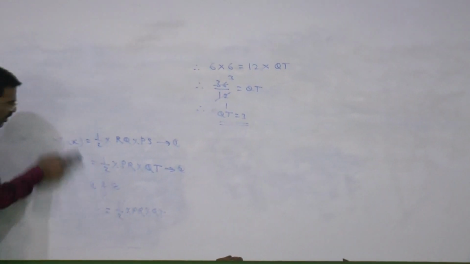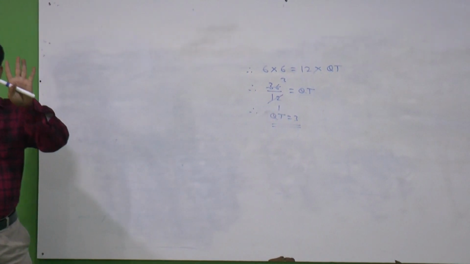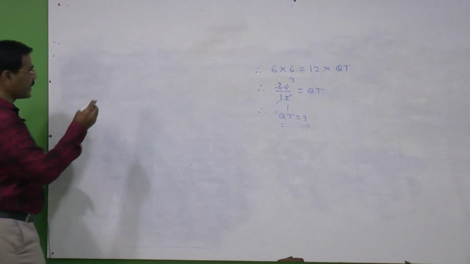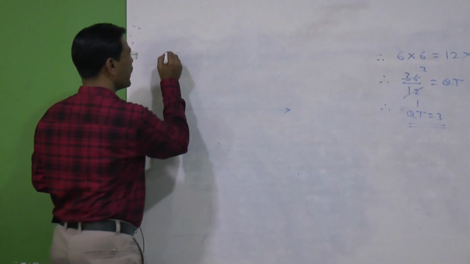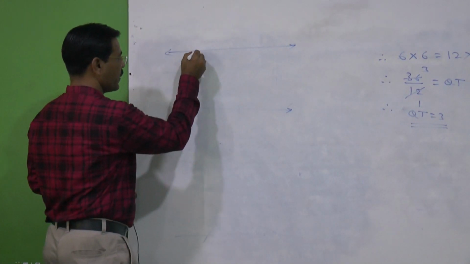Look friends, all these are very simple examples. We only have to use the correct property. See here, there is one more example in which a figure is given. What is that figure? Look here.